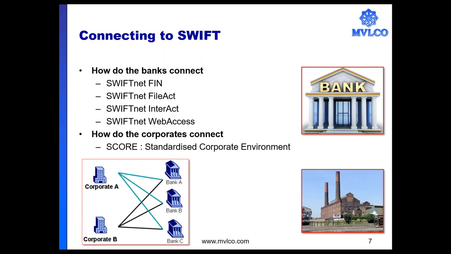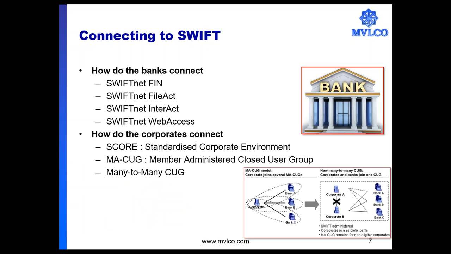Now the first mechanism which we discussed about how corporates can connect was the SCORE. The second mechanism is a closed user group. Now you could have two types of closed user group: a member administered closed user group and a many-to-many closed user group. Now in a member administered closed user group, a bank like Bank A or Bank B or Bank C could create its own CUG, and if a corporate joins that CUG, the corporate would be able to communicate only with that bank which created the CUG. For example, if Bank A creates a CUG, a corporate joining that CUG will be able to communicate only with Bank A.